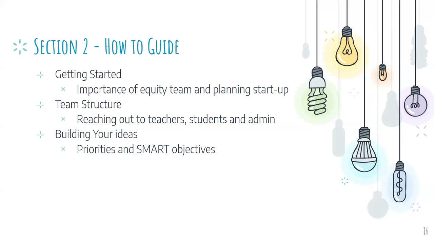The how-to guide also talks about connecting with stakeholders. For example, other equity teams, student senate and trustees, powerful groups targeted for oppression, community organizations, and the public in general.